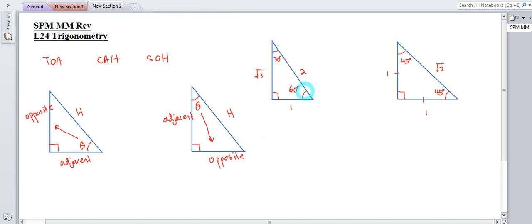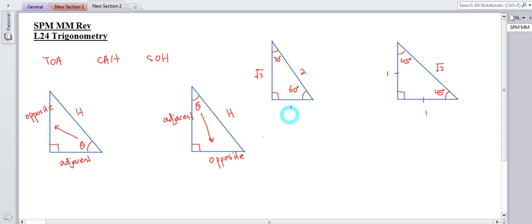Okay, I will recommend you to memorize these two triangles. If you can remember these two triangles, when the question asks you about tangent 60 degree, 30 degree, 45 degree, you actually don't have to use the calculator, and you will get the value from these two triangles.